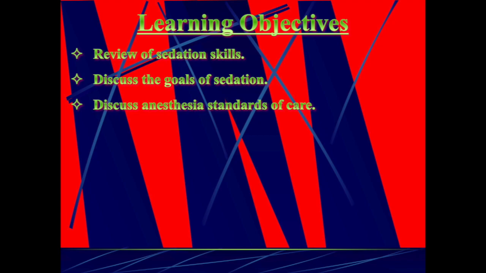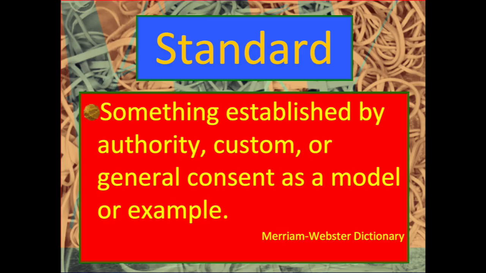Let's discuss what an anesthesia standard of care is. The Merriam-Webster Dictionary defines standard as something that's established by authority, which could be our dental board, custom, it could be the members of a community, or from an organization such as the American Dental Association, American Association of Nurse Anesthesiologists, the American Society of Anesthesiologists. So it's a general consent reached by people as a model or example. So this is what a standard is. It's what people use to practice and use that as their base.